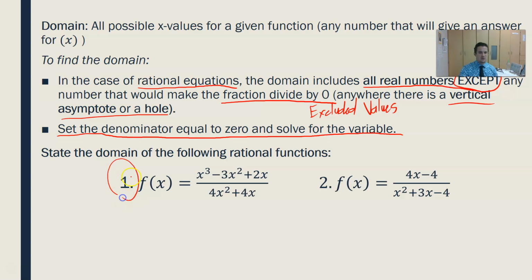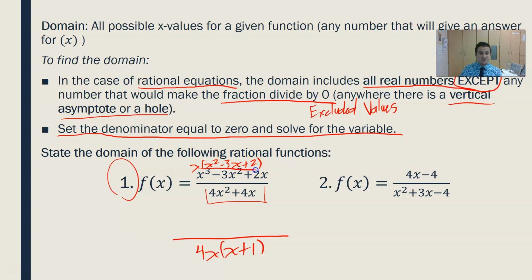I'm going to just be doing this first equation. If you want to do this second equation, you can experiment with that one for practice. But in order to set the denominator equal to 0, and later we're going to be setting the numerator, or the top, equal to 0, let's go ahead and factor both of these expressions. So in the bottom, if I take out a greatest common factor, I'm left with 4x times x plus 1. In the top, if I take out a greatest common factor, I'm left with x squared minus 3x plus 2.